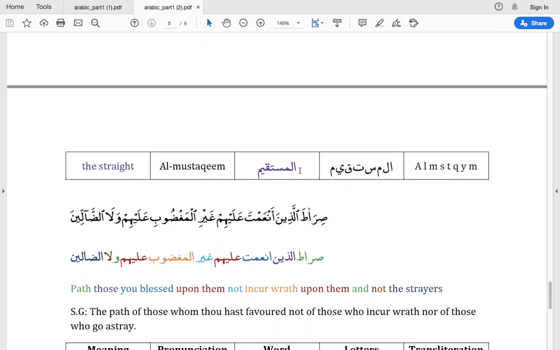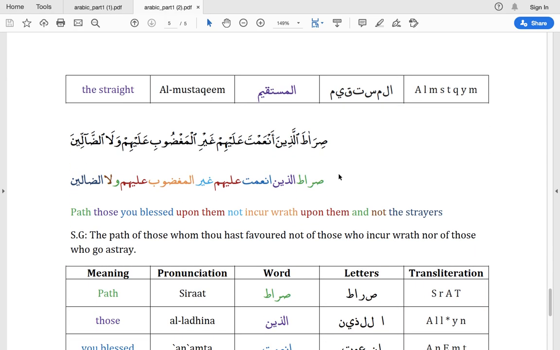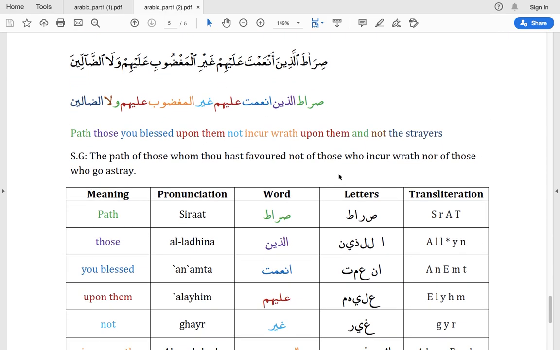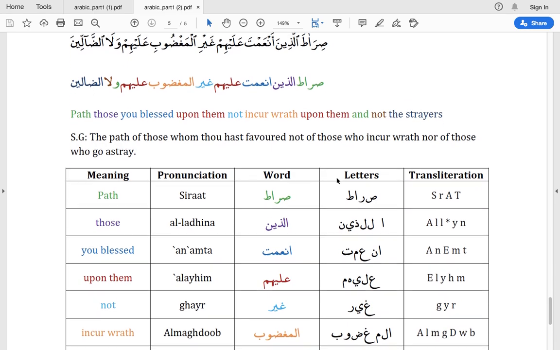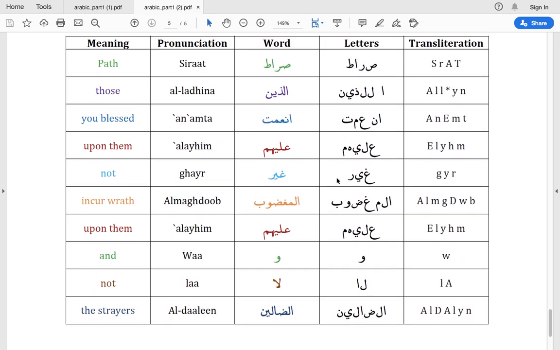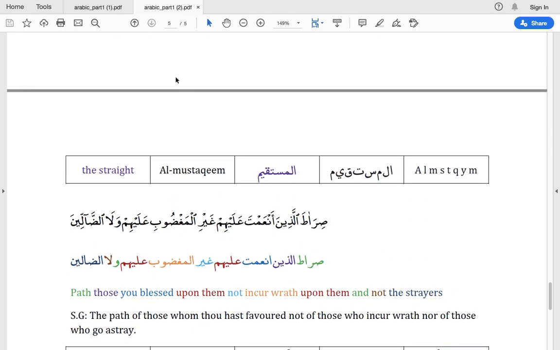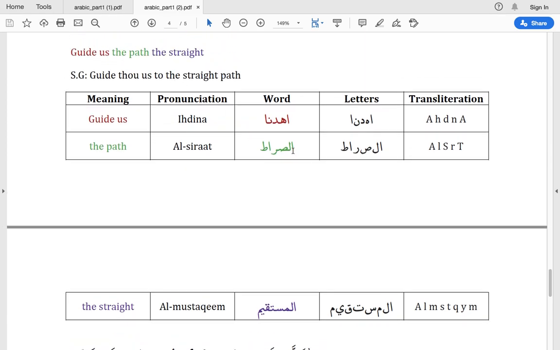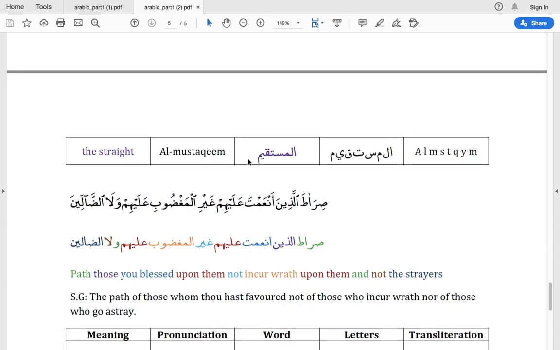Al-mustaqim, alif, lam, mim, sin, ta, qaf, ya, mim. Again, it means alif, lam, the, mustaqim, straight. And this is the final verse of chapter 1. Let's break this down. Sirat, we already saw this earlier, means path. Swad, Ra, Alif, Ta. Again, you see here it's just saying Sirat, so it means path. Over there we had As-Sirat, Alif Lam at the beginning, so it meant the path. So that's the difference.